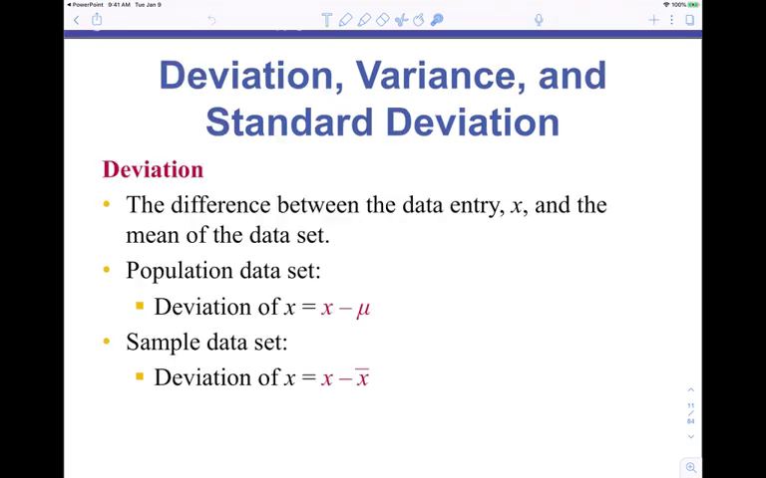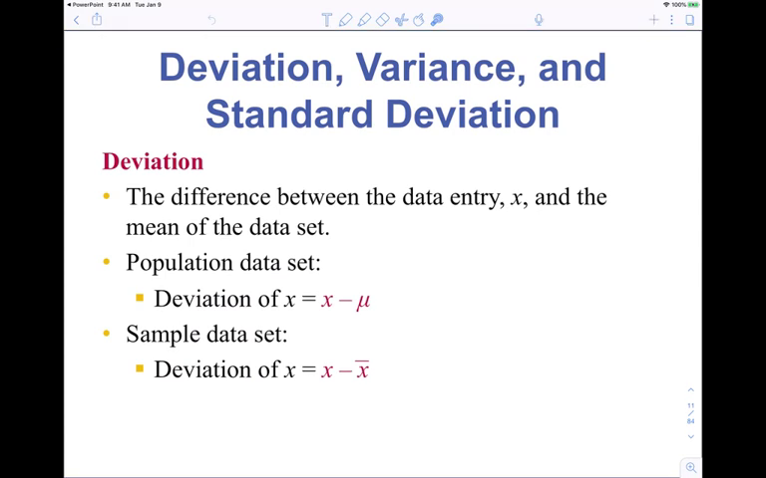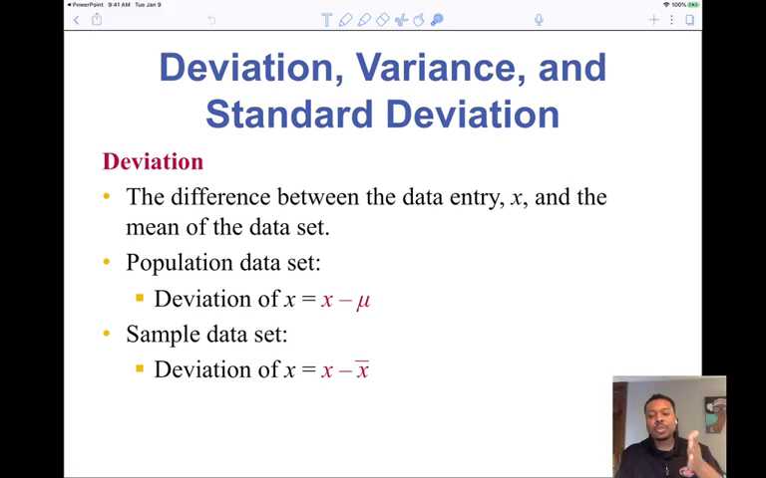So deviation is going to be the difference between each entry and the average of the data set. If you think about the word deviation, to deviate means how far away you are from something. If we're on the straight and narrow course, and we're deviating from it, then we're going off to one side or the other. In context, this is a similar notion. Deviation is the difference between each entry and the average of the data set.